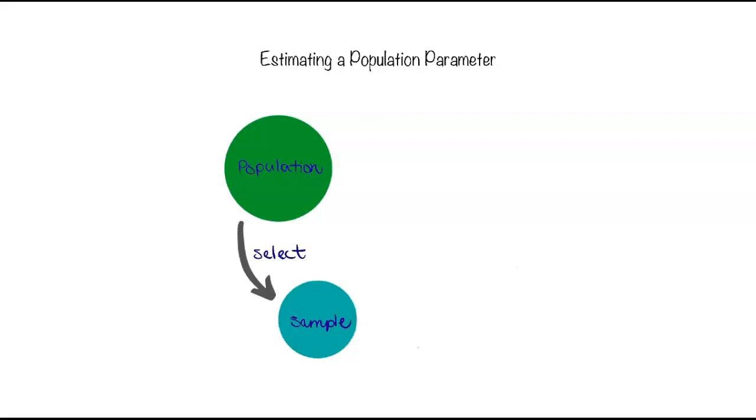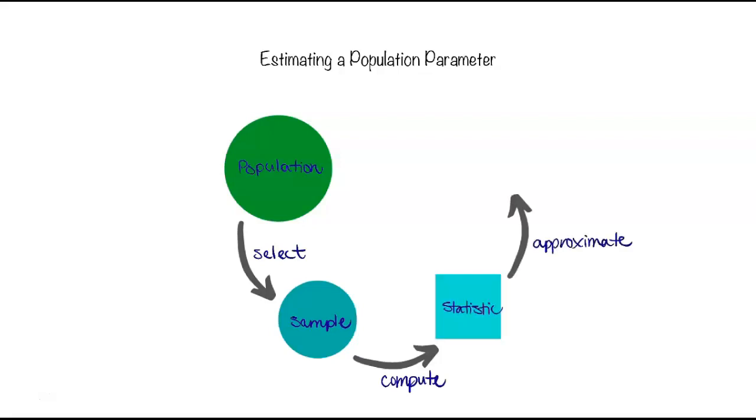With a manageable sample, we can calculate some useful information. And when we compute a proportion, mean, or standard deviation for this sample, that's called a statistic. And we could use this statistic to approximate a parameter. That is, we can use the statistic that we got from the sample to help us approximate a parameter that we can use to describe the population.